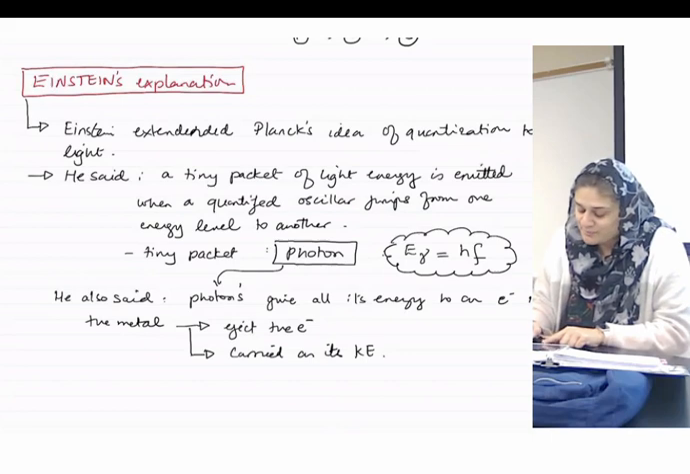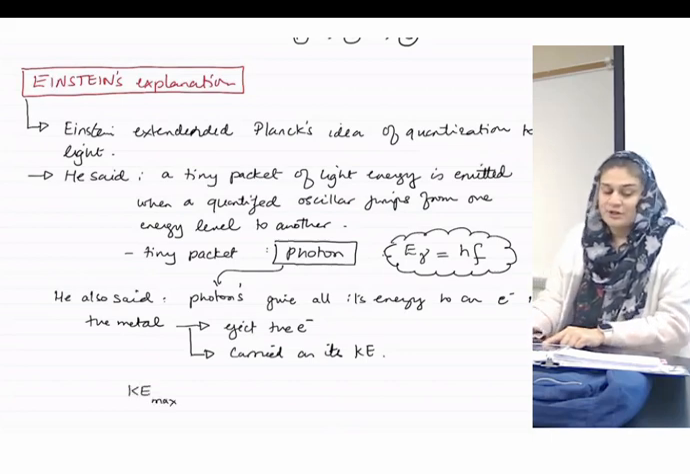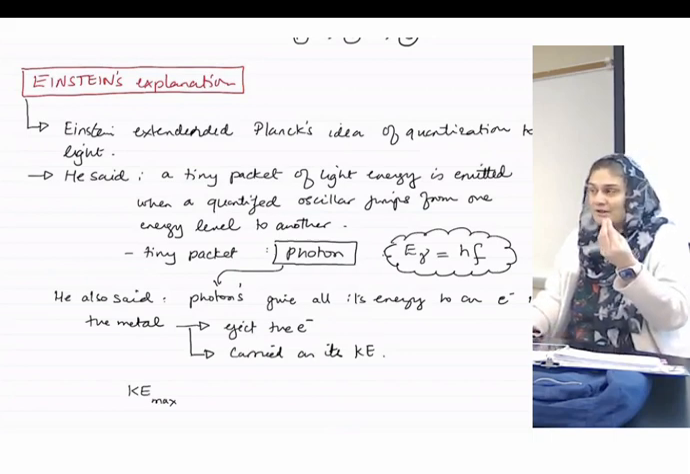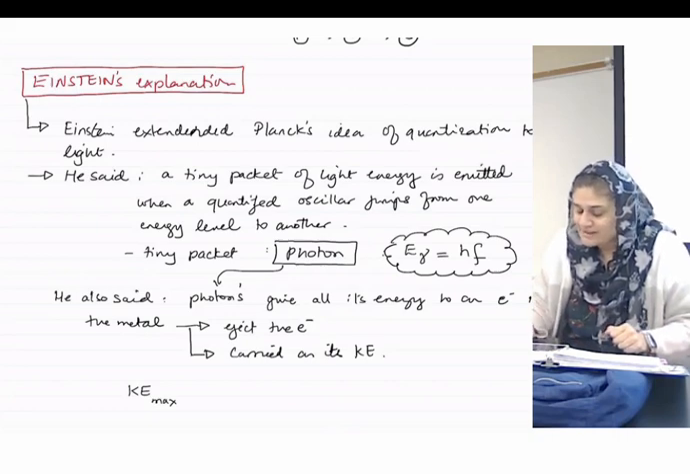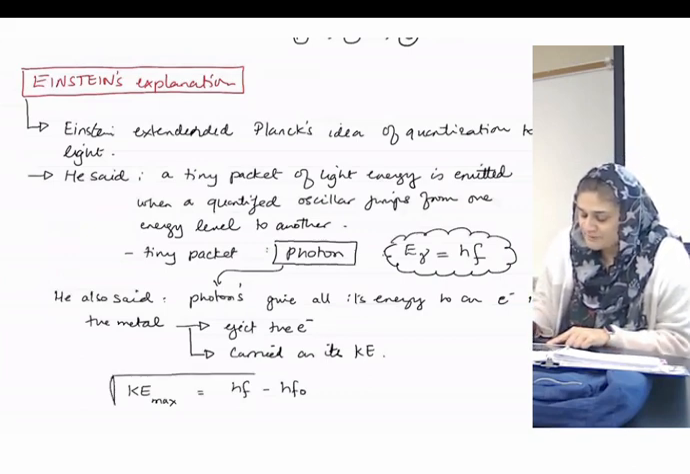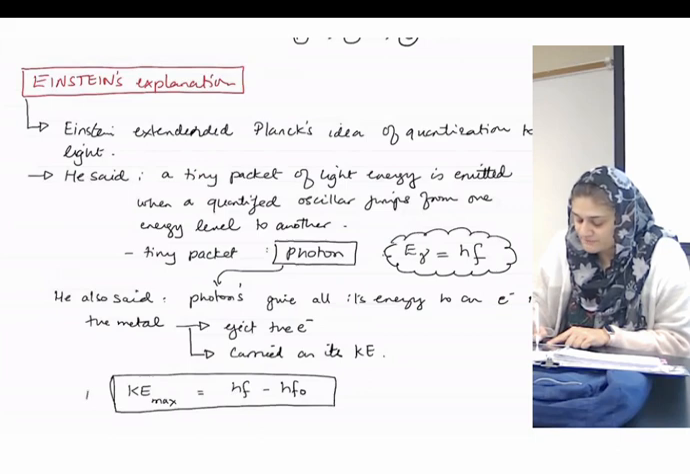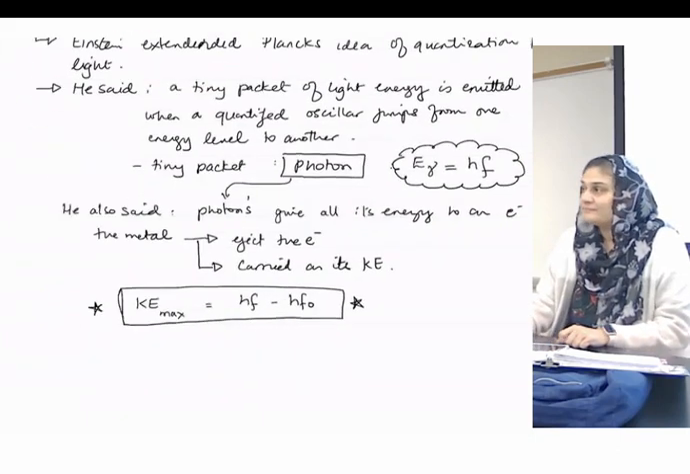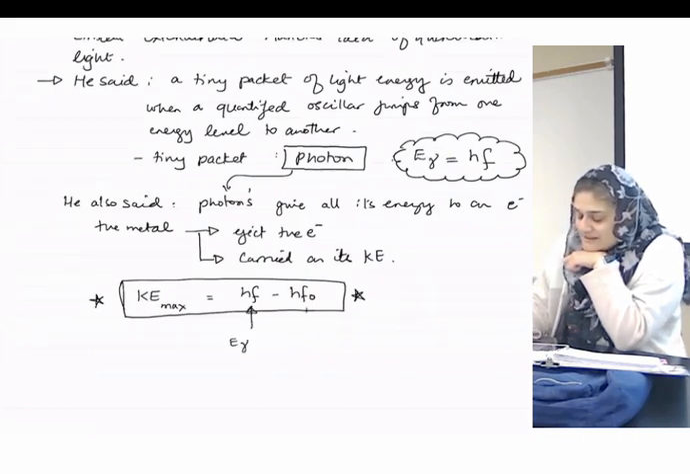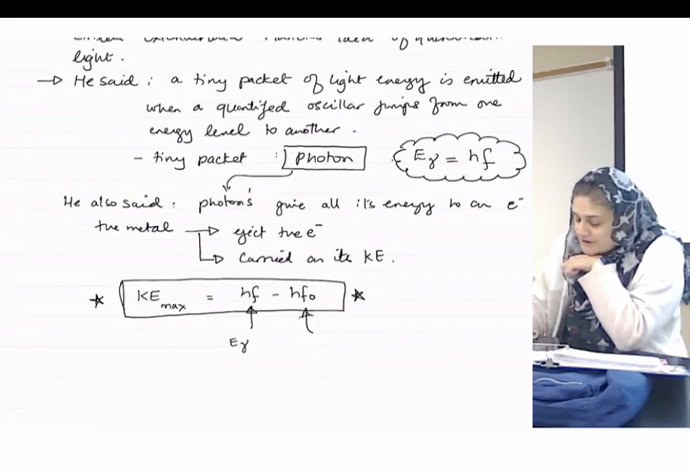So he came up with this formula that says maximum kinetic energy carried by the photoelectron is equal to hf minus hf0. Put this in a box, put stars around it. This is very important. Where this is the energy of the photon, and this is called the work function.